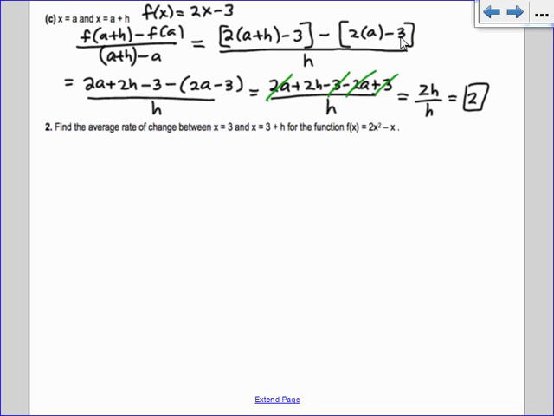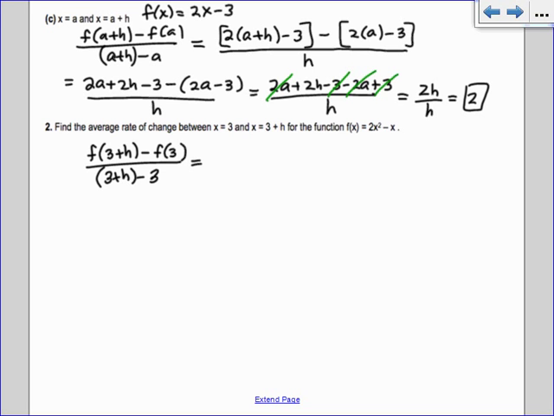So this one says find the average rate of change, so the slope, between x equals 3 and x equals 3 plus h for this function. So f of x equals 2x squared minus x. So we're going to find f of 3 plus h minus f of 3 all over 3 plus h minus 3. And it's going to get messy. And we're going to be positive. We can do this. Trust me.